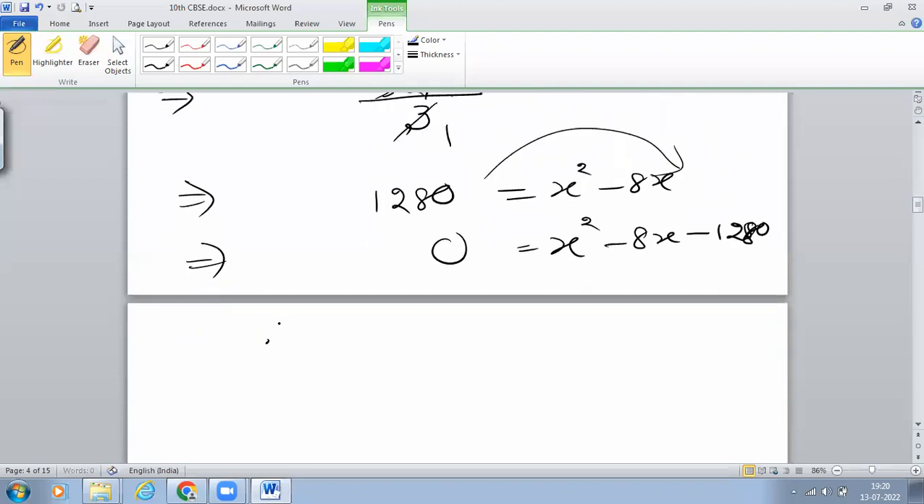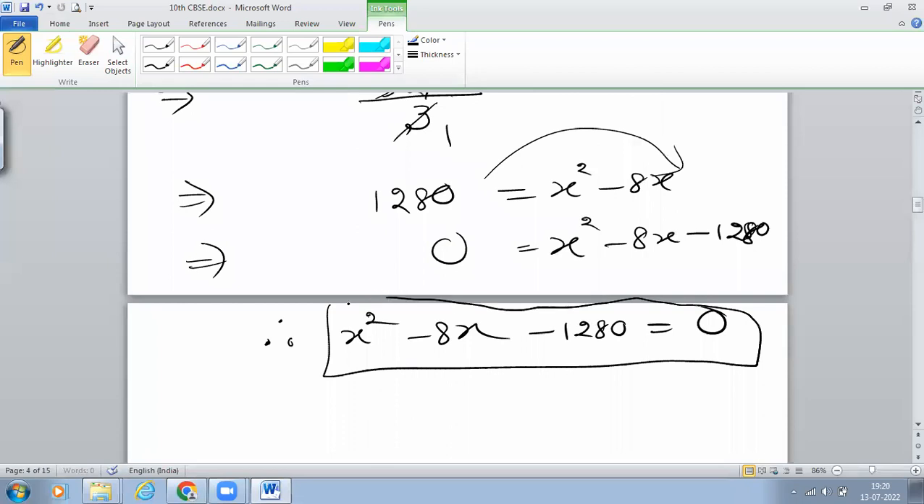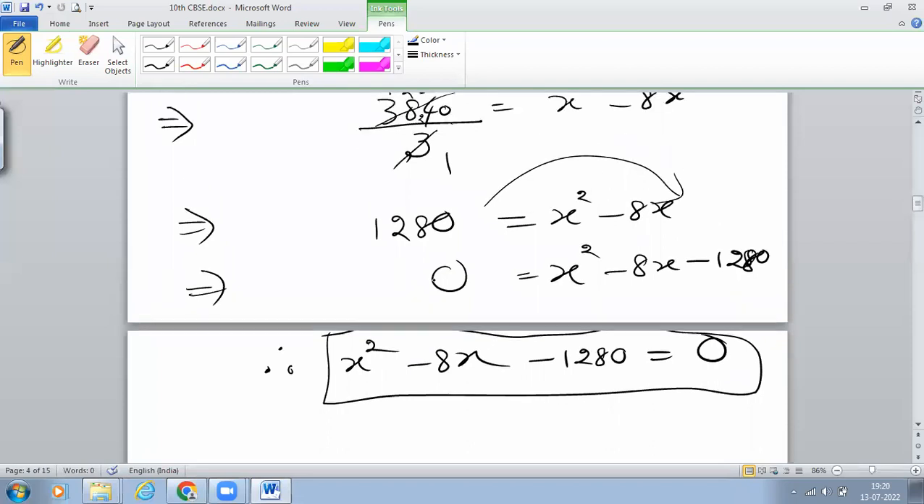Therefore, the equation is x square minus 8x minus 1280 is equal to 0. This is the equation now. Now we have to solve this equation to find the value of x. If you have doubt in any step, you can ask now. No, sir, no doubt. Good.